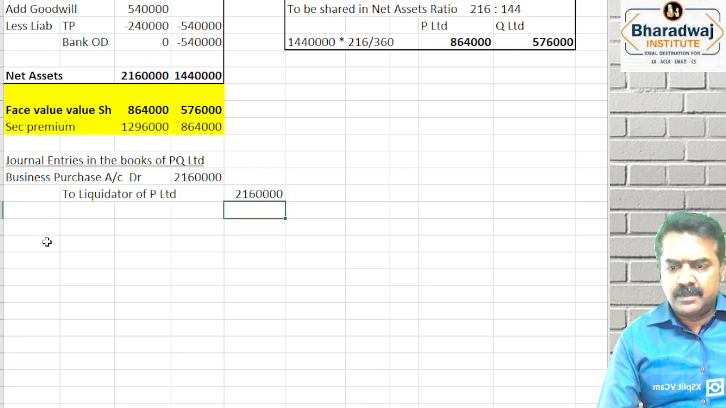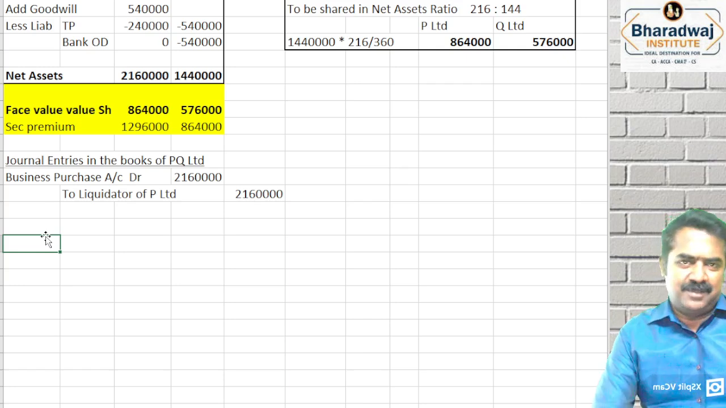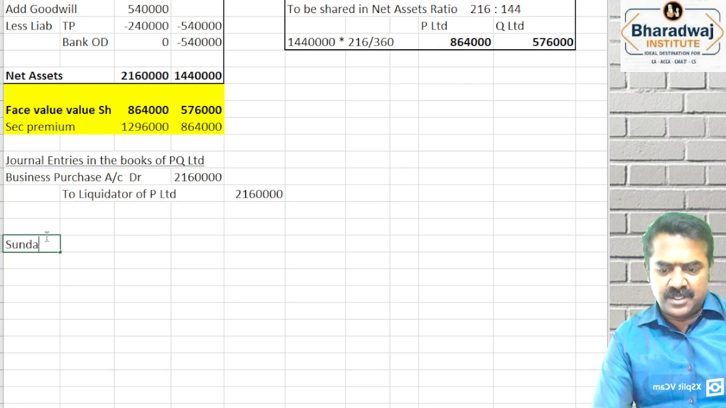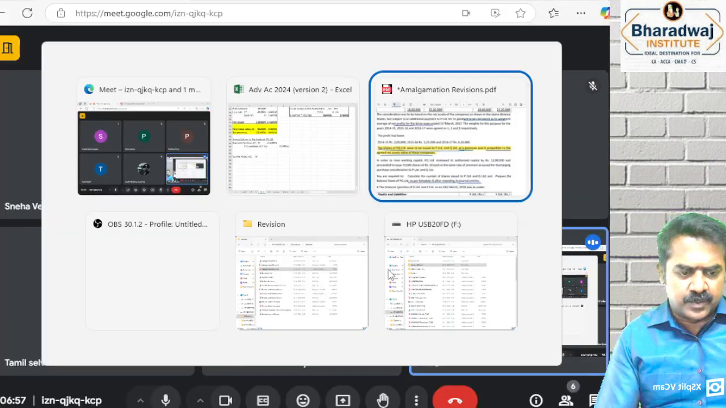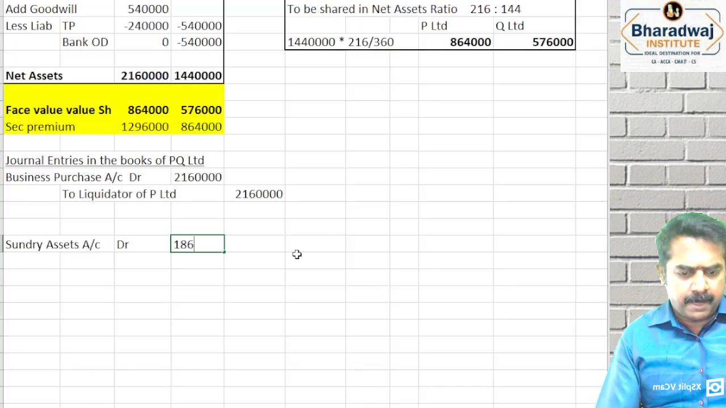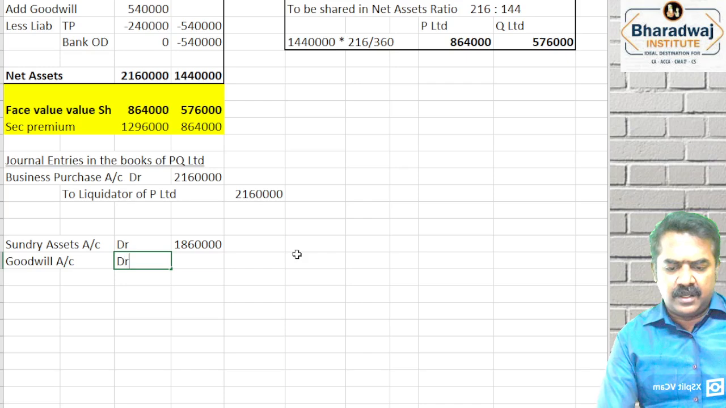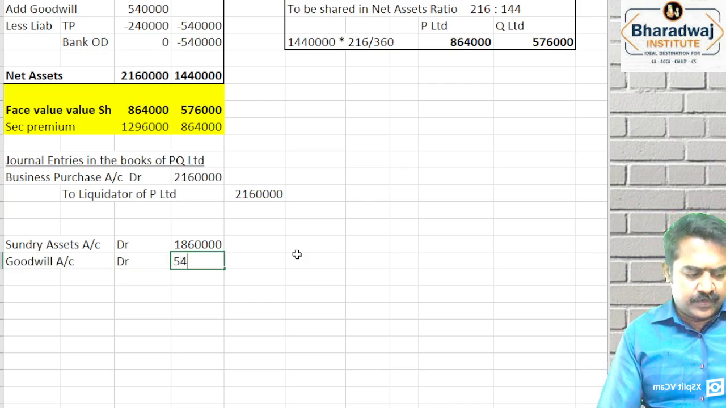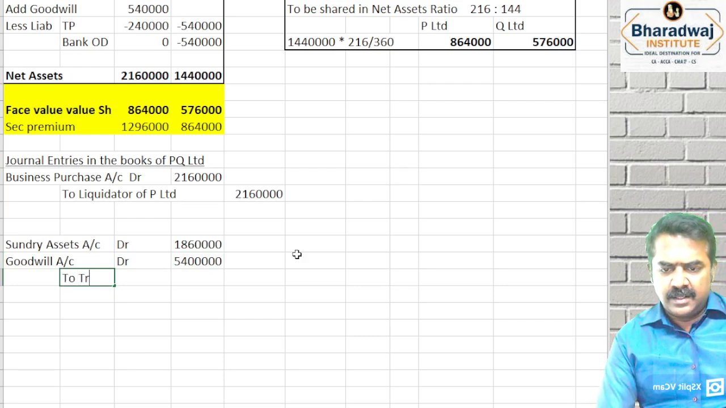Don't do this in the exam. For completion, maybe time saving, I use the word sundry assets. Sundry assets account debit. What is the total of sundry assets? 18,60,000. Then goodwill to be valued. Goodwill account debit. How much? 5,40,000. To what is the liability? Trade payables.